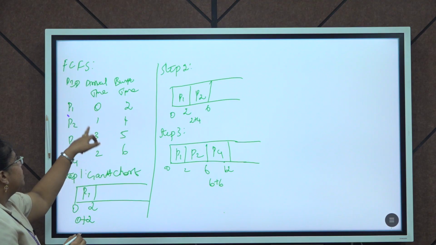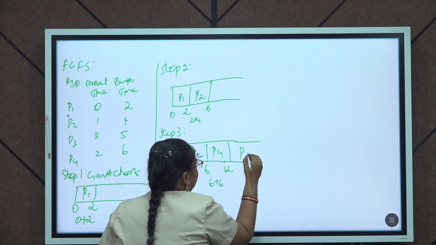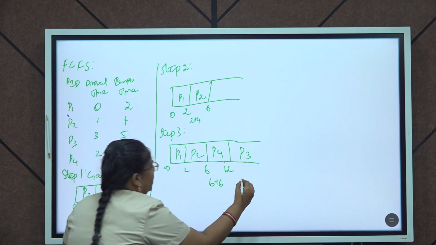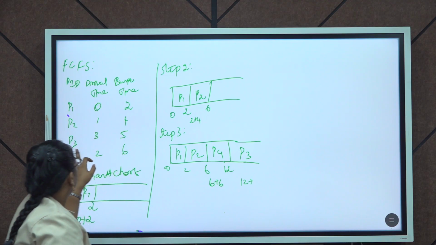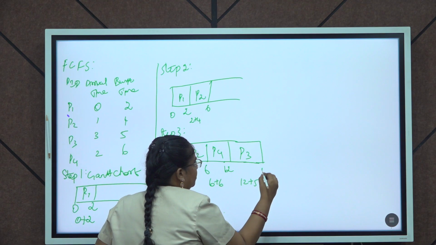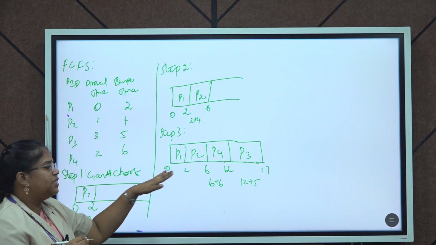Then next, which one has the smallest arrival time? P3. So here, P3. The last burst time is 12. Then the P3 burst time is 5. Total 17. So this is my overall Gantt chart. So we have finished the Gantt chart.